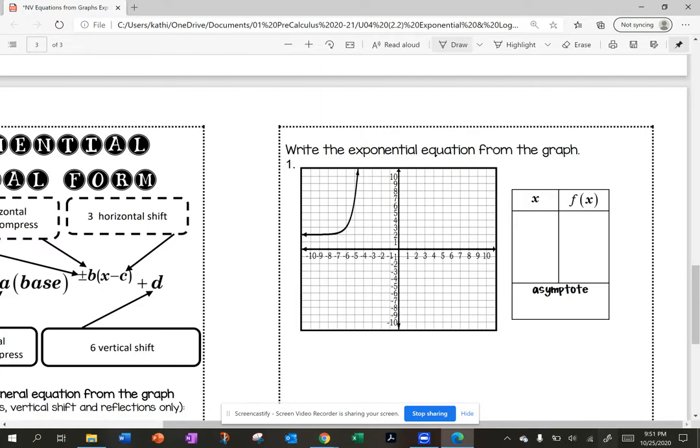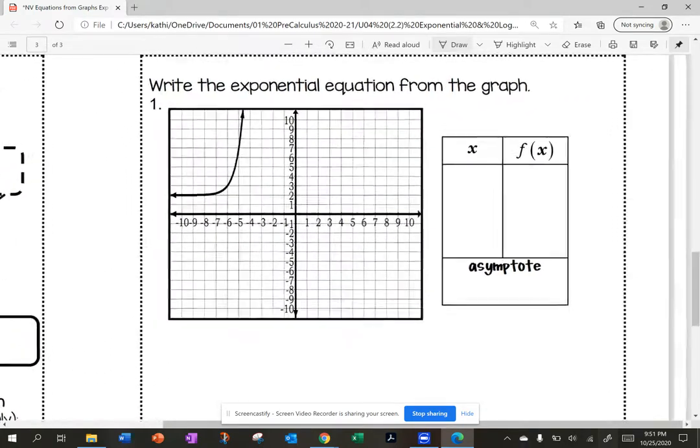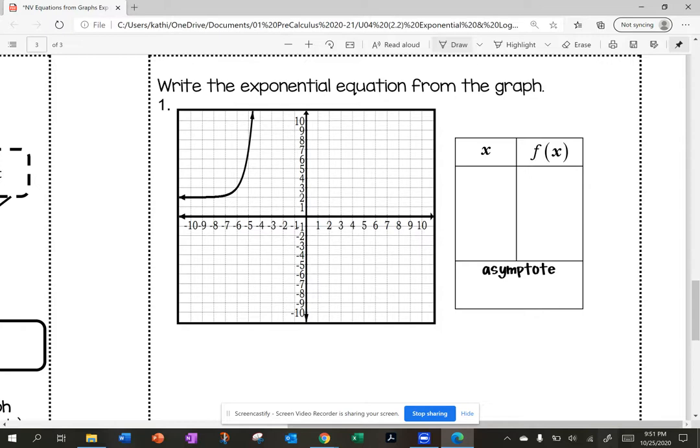Okay, so what does that look like? I'm looking at my graph here. First thing I want to do is locate the asymptote. I see the asymptote is right here at y equals 2. So I know my asymptote is at y equals 2, and this is my D transformation. Now I'm looking for one box above or below the asymptote, and a point on the crosshair.